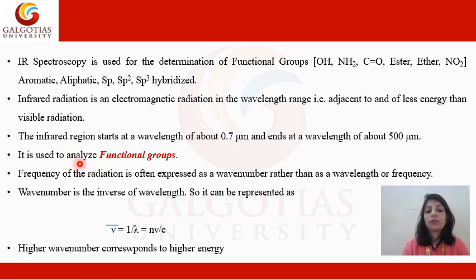Why use IR? It is used to analyze the functional groups. The frequency of radiation is often expressed as a wave number rather than a wavelength or frequency. And we all know that the wave number is directly proportional to energy. So the higher the wave number of a radiation, the higher its energy. Wave number is the inverse of wavelength, so we can represent it as nu bar equals 1 upon lambda, which equals nu upon c, where nu bar represents the wave number and lambda is the wavelength. We can also represent it as frequency divided by c, the speed of light. So a higher wave number corresponds to higher energy.